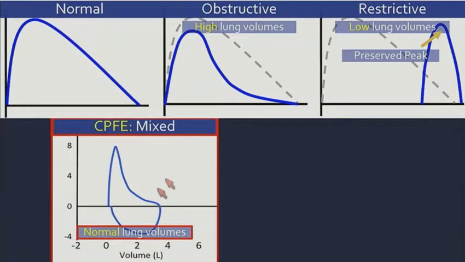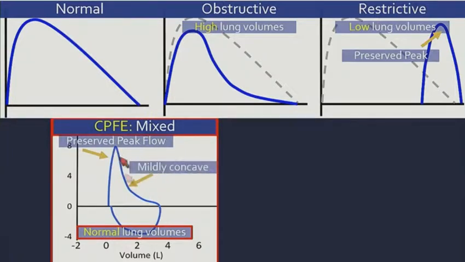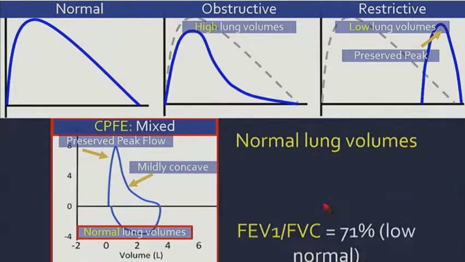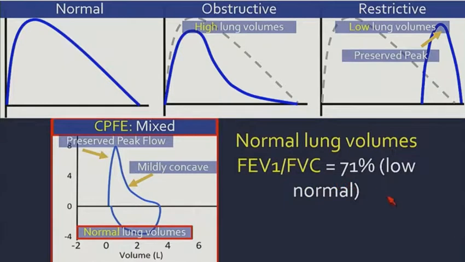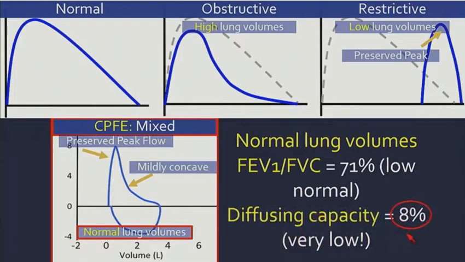So in some cases, the loop can actually be normal, but in other cases, it looks like this, where you have this preserved peak flow because of the contribution of fibrosis. And then you have this mildly concave downsloping segment from the contribution of emphysema. Importantly, though, you have normal lung volumes, and the ratio can be normal or low normal, as in this case. And our patient was 71%. And then the diffusing capacity can be very, very low. And in our patient, it was only 8%.